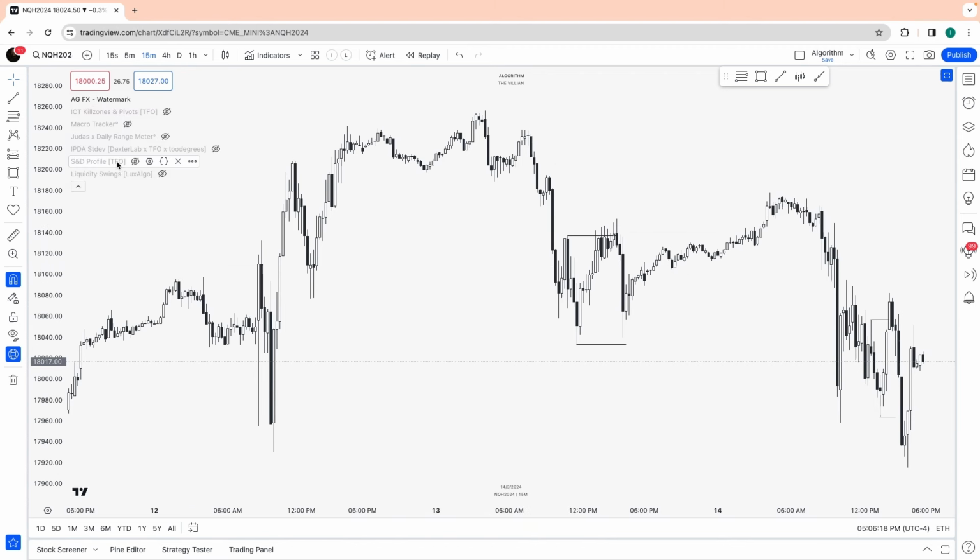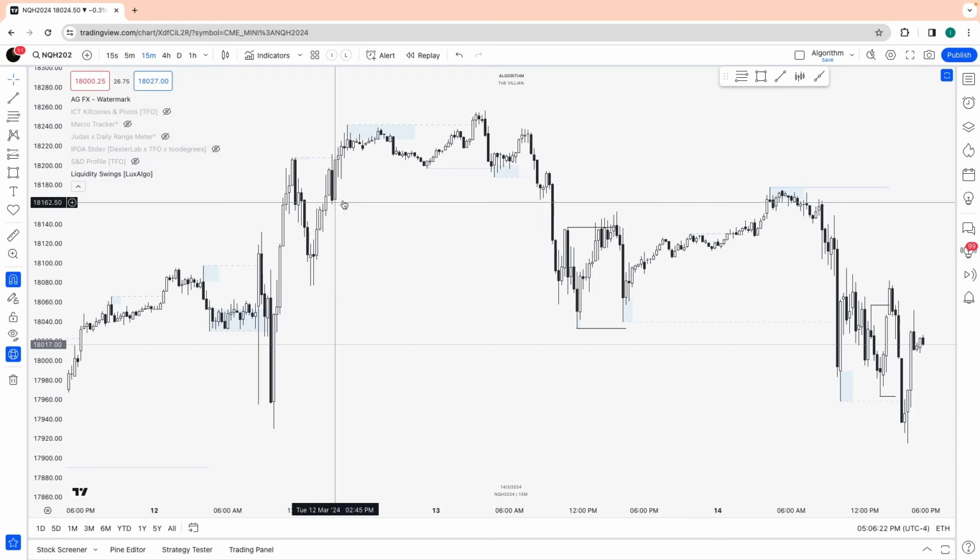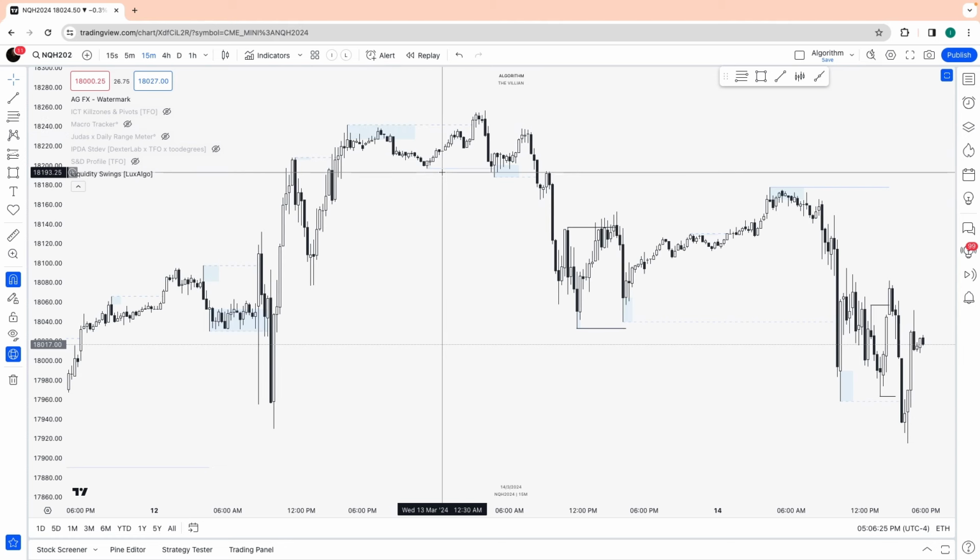Now, some useful plugins to identify it for beginners would be Liquidity Swings by Lux Algo, which reveals to you buy side liquidity and sell side liquidity.